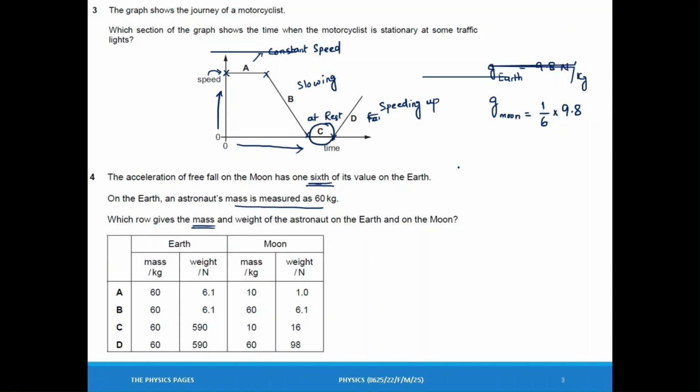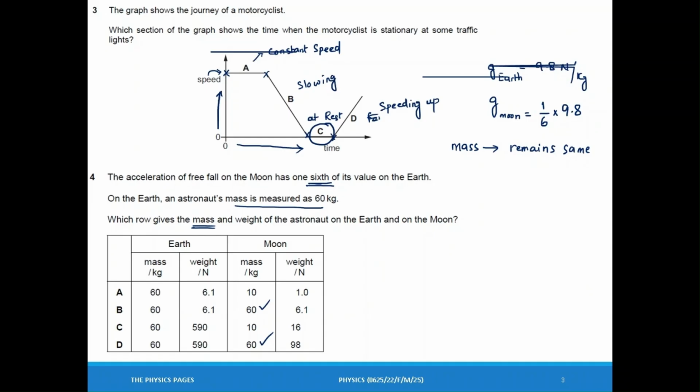First of all, I will talk about the mass. That mass does not change. It remains unchanged or same everywhere because it is amount of substance in the body. So, on which option, on the Earth or on the Moon, is mass the same? If you see, mass is 60 on the Earth throughout. They are not changing, but on the Moon, this is 60 for B or D. It means we have right choices either B or D.